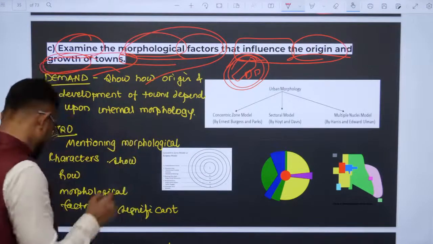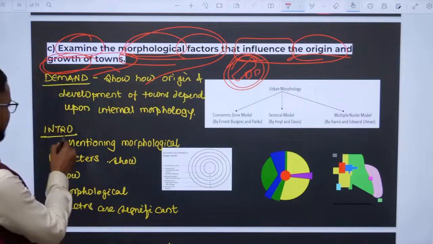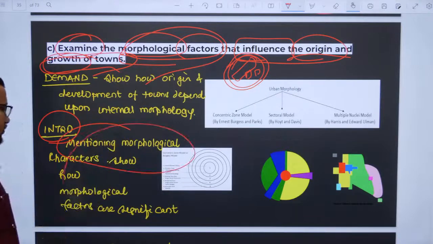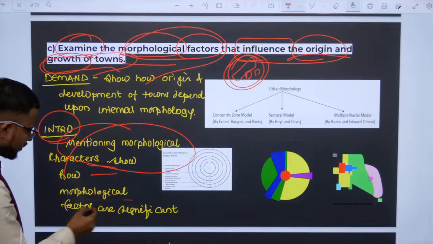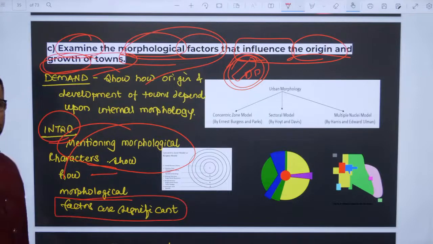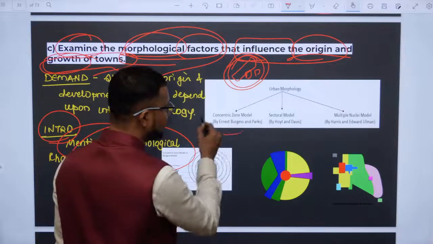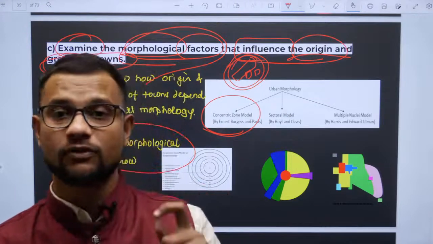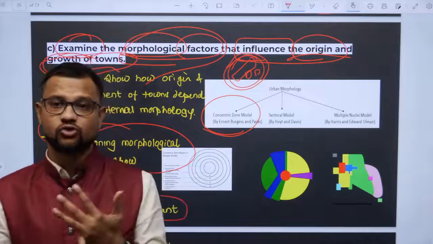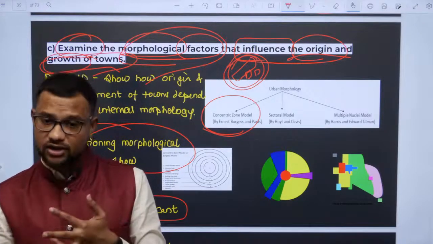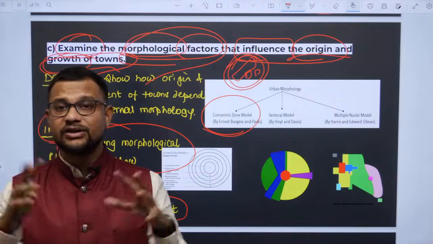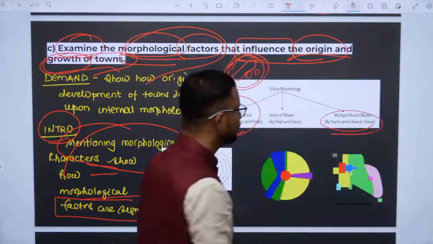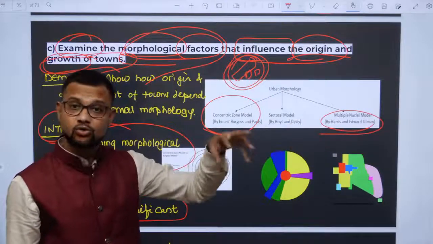Now, in the introduction, you need to write about morphological features. Then explain those significant factors. You need to write the models, क्योंकि that is how to make this answer geographical, by mentioning those theories. Concentric zone model of Burgess, ठीक है? Then the sectoral model, and then the multi-nuclei model of Harris and Ullman. So you will find their models. You need to write accordingly.